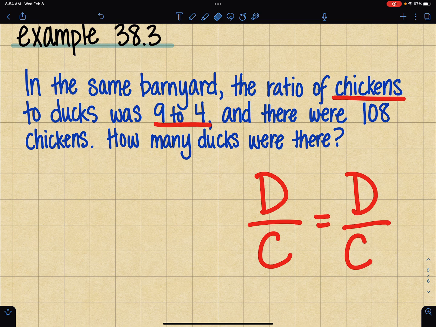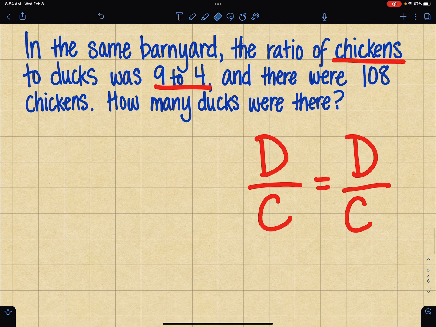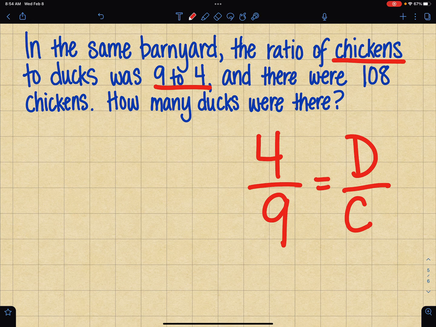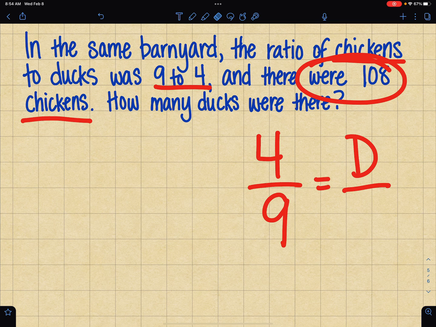Okay, easy peasy. We got this. So the ratio of chickens to ducks was 9-4. Now I put a C here and a D here. So I want to plug in the right numbers. Chickens to ducks is 9-4. So chickens were 9. Ducks are 4. So this is a ratio of chickens to ducks, 9-4. It's just upside down. Then it tells us that there were 108 chickens. So where does that go? That goes here where the C is, 108.